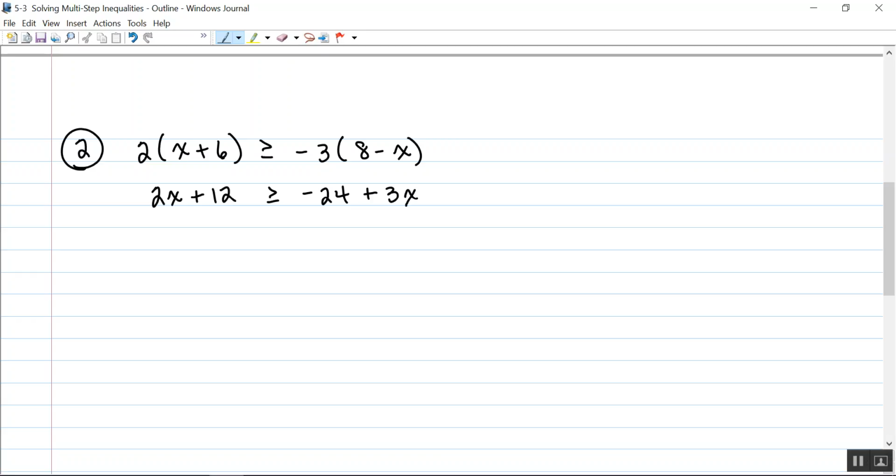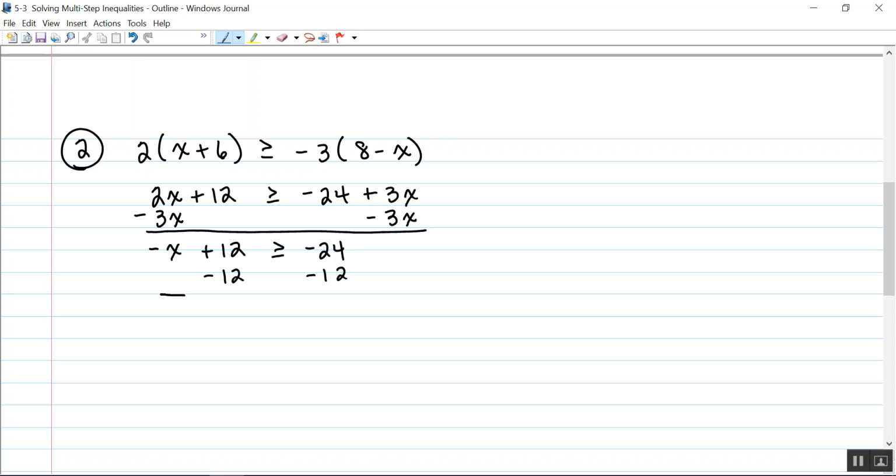So I kind of like to have my x's on the left, so I think I'll subtract 3x on each side. So it's going to give me negative x plus 12 is greater than or equal to negative 24. And then I'll subtract 12 on each side. And that's going to leave me with negative x is greater than or equal to negative 36.